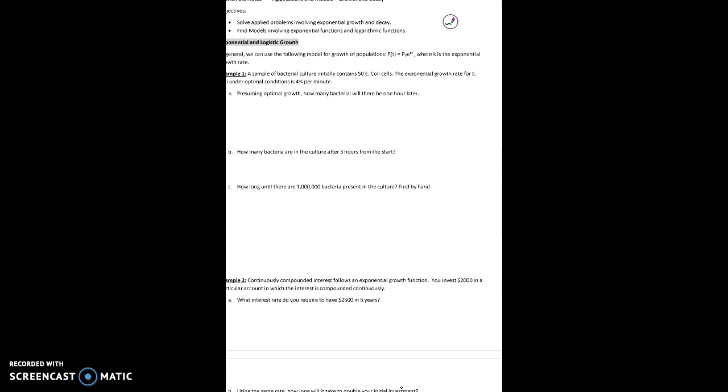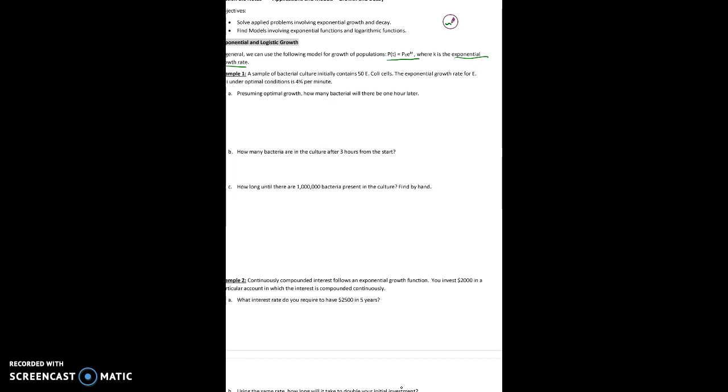So if we look at our first one, we're going to be talking about exponential and logistic growth. That's a new type of growth that we'll get into in a second. In general, we can use the following model for population growth. It says P of t, which is population at time t, where we have the initial population, P sub 0, e raised to the kt, where k is the exponential growth rate. So how fast are things growing by?